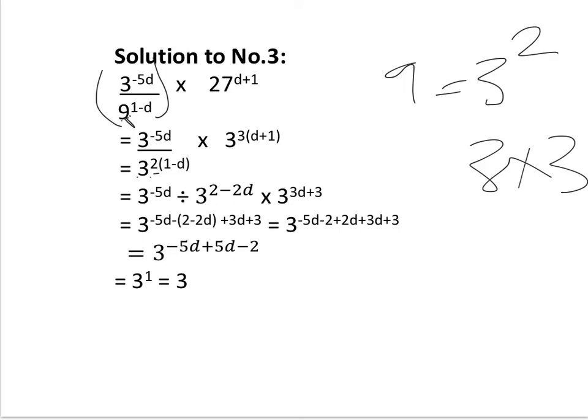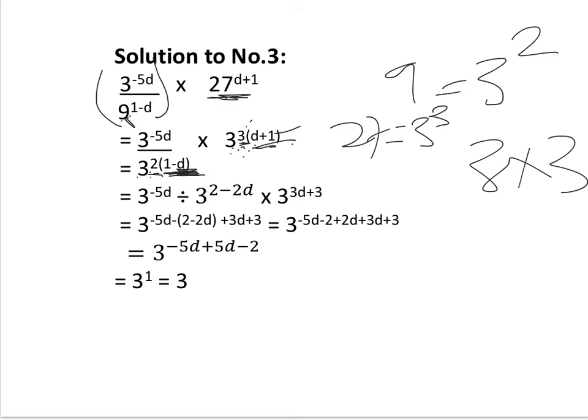So we change this 9 to 3 raised to power 2, and that is why we have 2 here. So it's 3 raised to power minus 5d all over 3 raised to power 2 bracket 1 minus d. So we use these 2 to open up this bracket. Multiply everything inside this bracket by 2, times 3 raised to power 3 bracket d plus 1. We also change 27 to base 3. 27 is equal to 3 raised to power 3. So that is why we have this 3 here. We also use this 3 to multiply everything in this bracket.